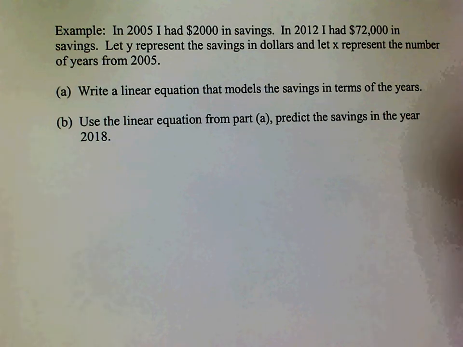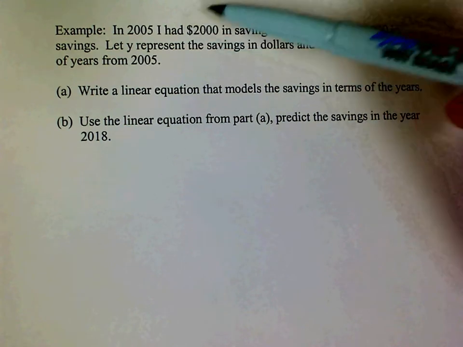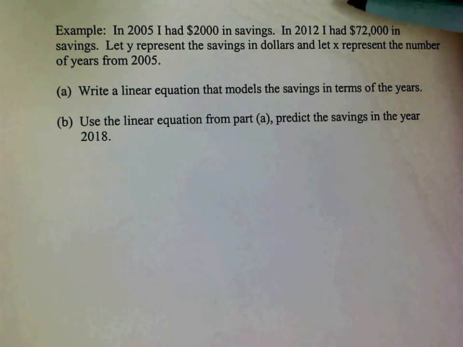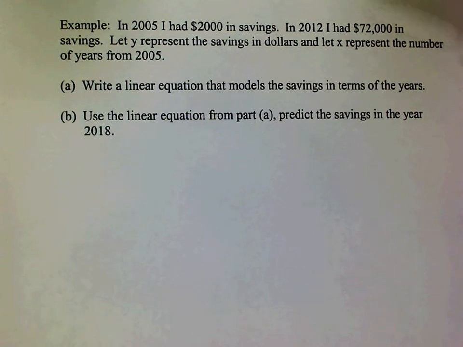Now let's look at a word problem that you may see. It says in 2005 I had $2,000. In 2012 I had $72,000 in savings. We're going to let Y represent the savings in dollars and X represent the number of years from 2005.